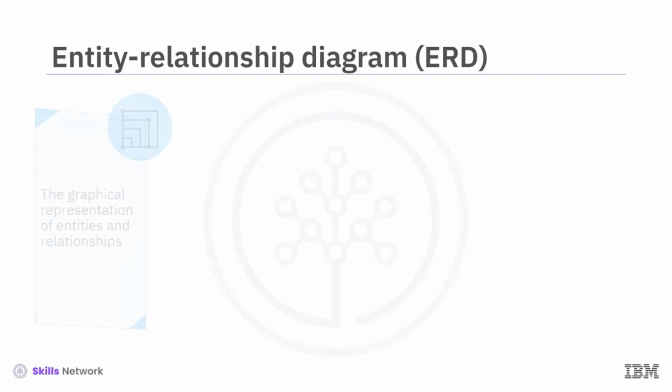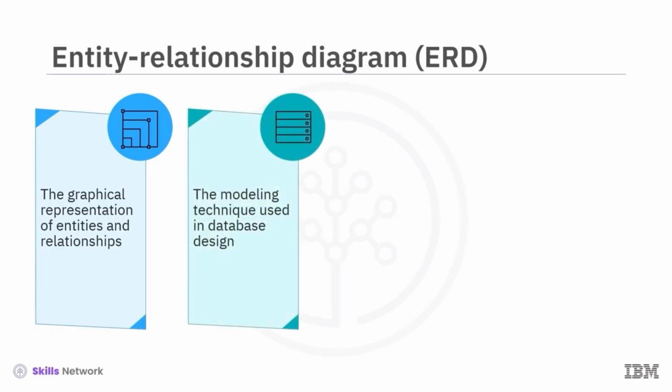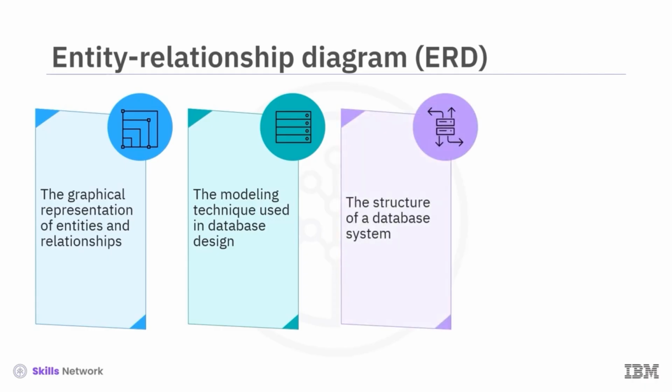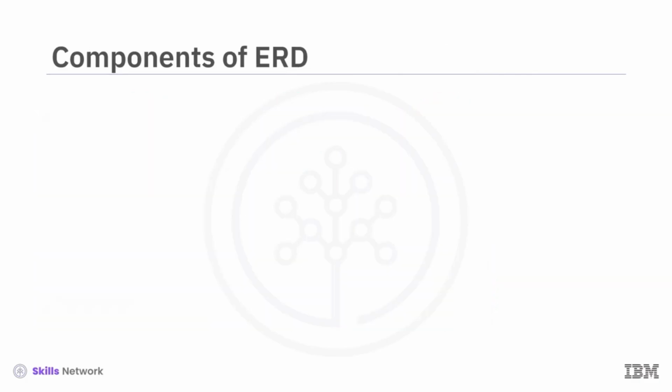An ERD is a graphical representation of the entities and the relationships between them in a database. It is a modeling technique used in database design to represent the structure of a database system visually. The primary components of an ER diagram include entities, attributes, and relationships. Here are the key components of an ERD.